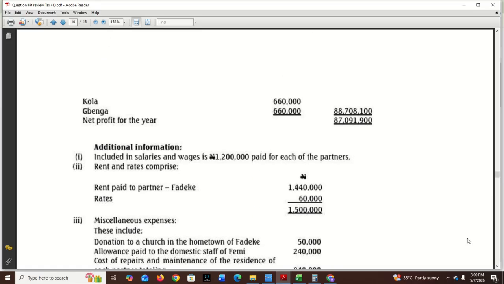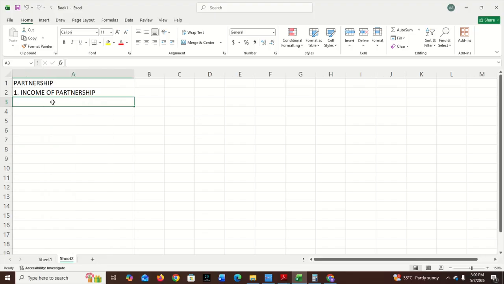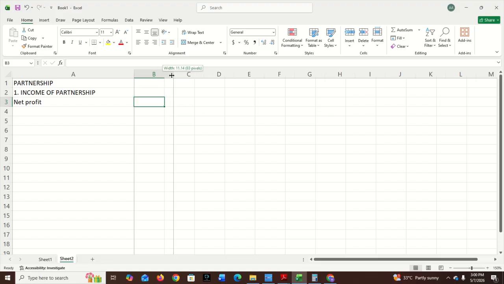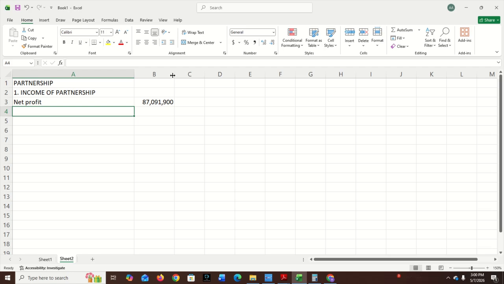Net profit is 87,091,900. Then we add back some disallowable expenses.